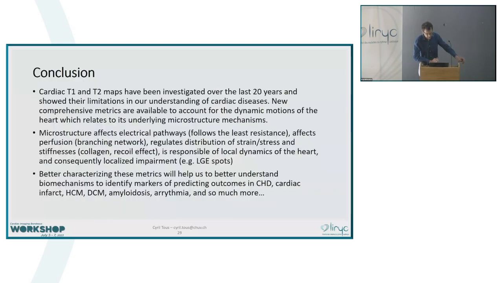So in conclusion, this is just a personal point of view. There have been a lot of studies on T1 and T2 maps over the last 20 years, and now we have a new metric which can quantify and consider the macrostructure and dynamics. The macrostructure also affects the electrical pathway because it follows the least resistance, and that's why you have this helicoidal orientation. It affects the perfusion, as I said, can regulate the distribution of stress and strain, and has a relationship with the collagen, as well as the dynamics of the heart.